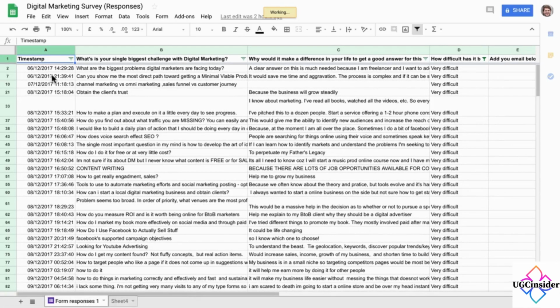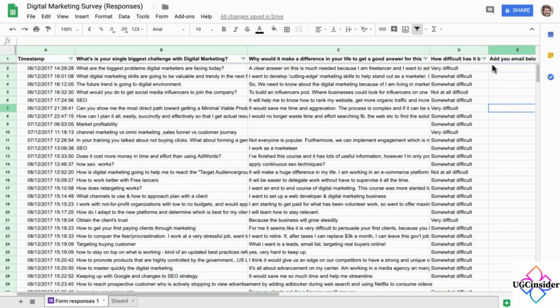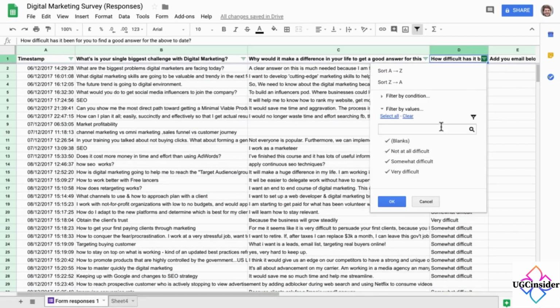And the first thing that you want to do is select the top row here, and what you want to do is really put on a filter. Now, the reason you want to do this is because we want to filter down our responses and really just look at the responses that say people have a problem that they found very difficult to resolve.